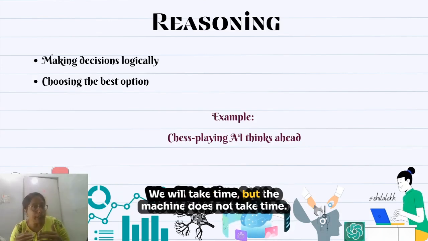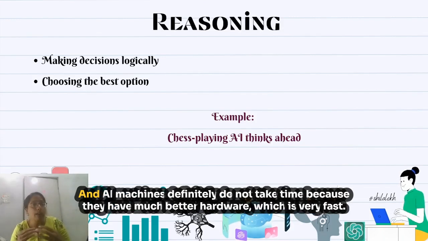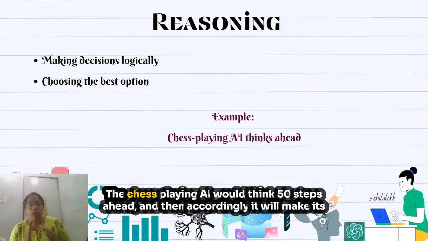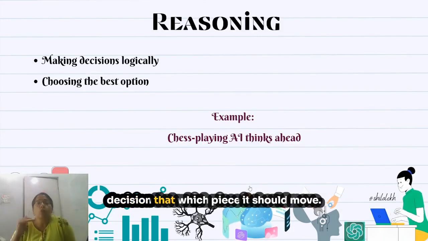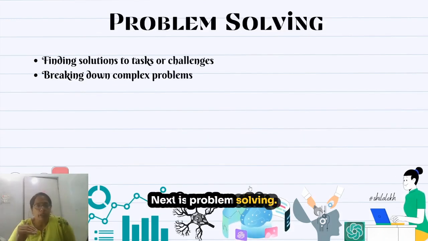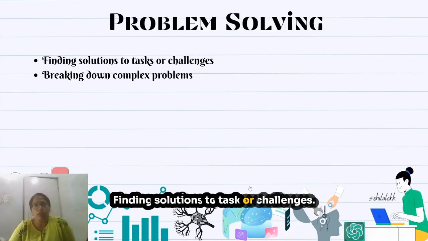We will take time, but the machine does not take time, and AI machines definitely do not take time because they have much better hardware which is very fast. The chess playing AI would think 50 steps ahead, and then accordingly it will make its decision that which piece it should move.